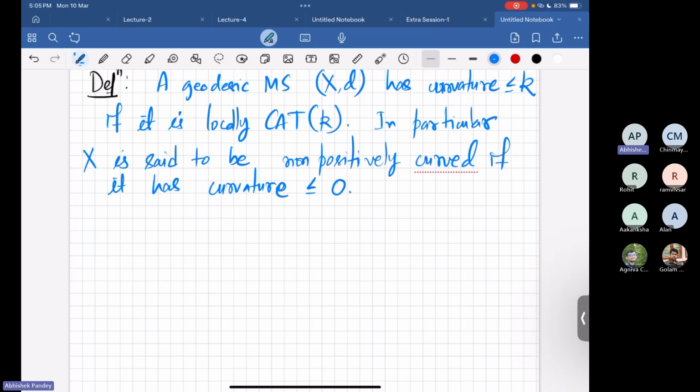A geodesic metric space is said to have curvature less than or equal to k if it is locally a CAT(k) space, and in particular X is said to be non-positively curved if it has curvature less than or equal to 0. So curvature means that it satisfies the CAT(0) inequality or CAT(k) inequality. Is it clear up to this point?